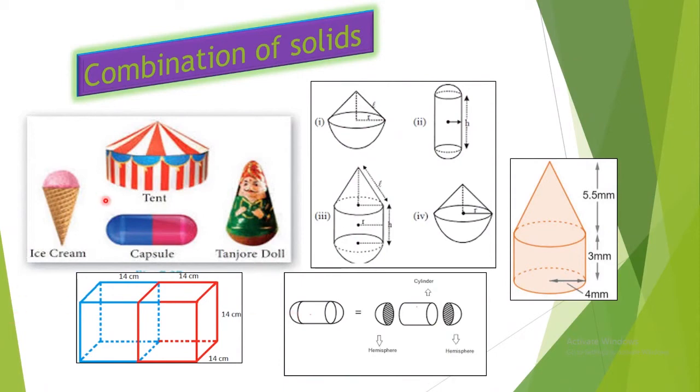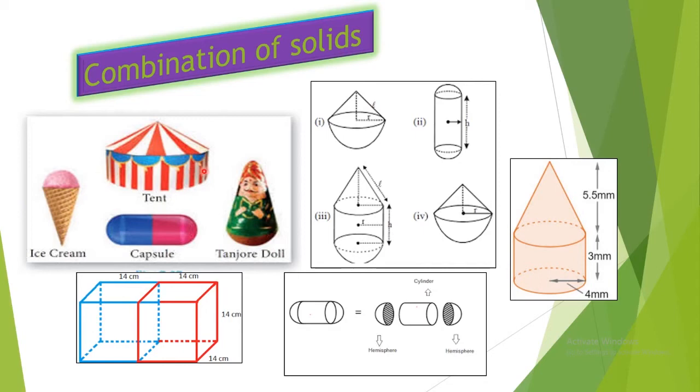Along with the frustum of a cone, we are studying combinations of solids also. So here some combinations are given. We'll just go through the figures. One ice cream is given. It is not just a cone shape. Here we have a cone shape and a hemisphere on the top. So the figure given is one cone plus one hemisphere.